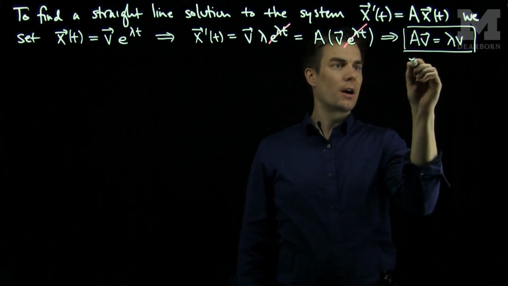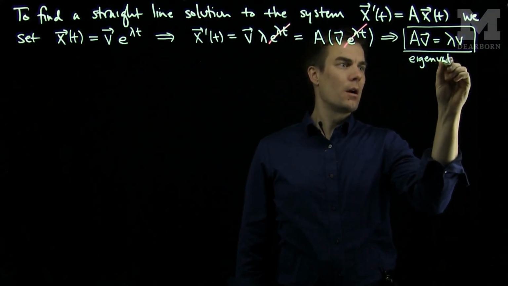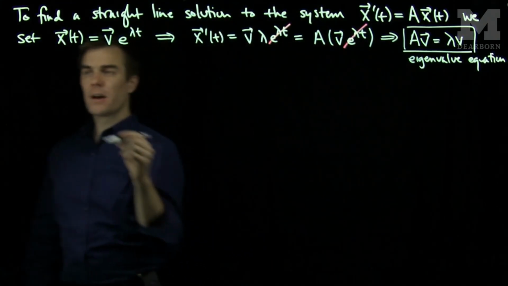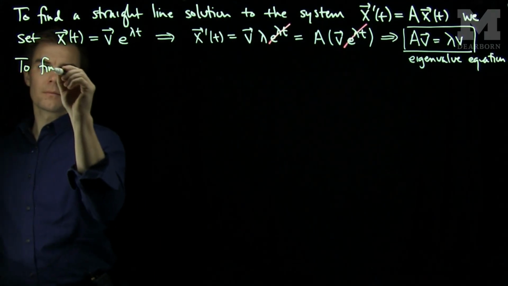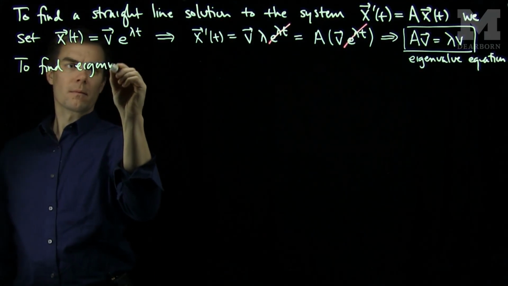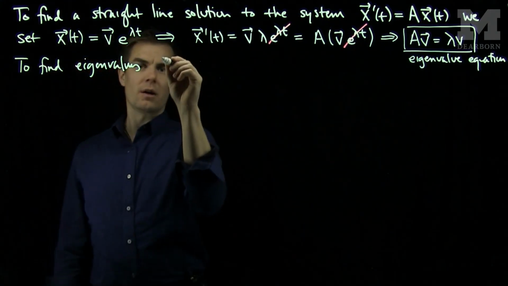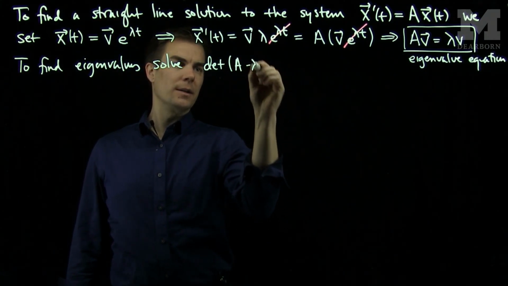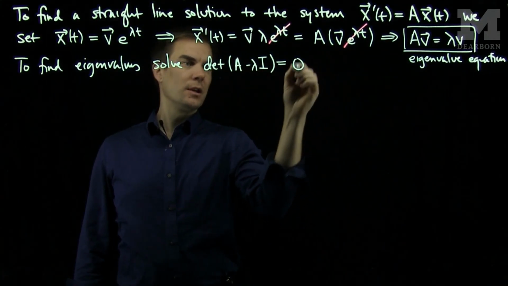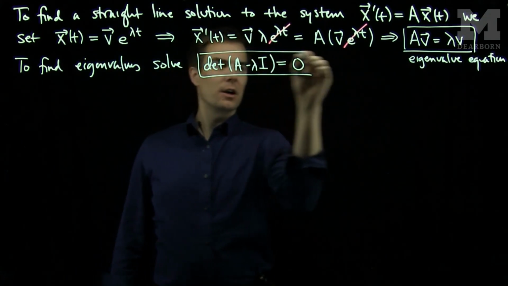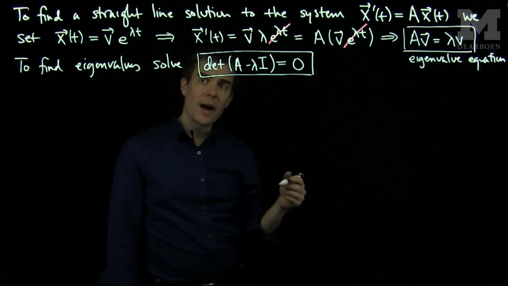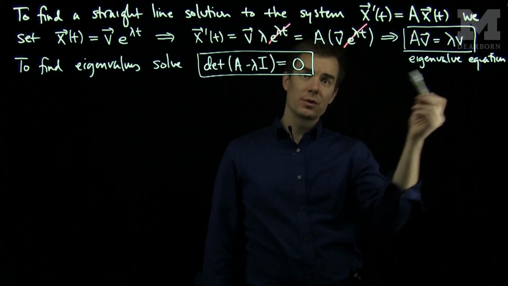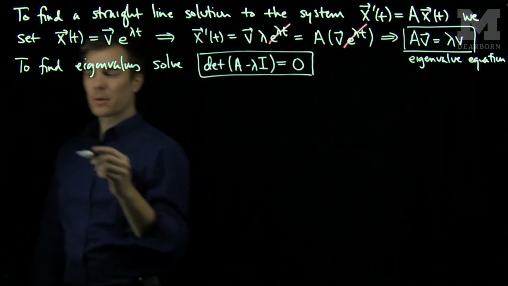And this is our eigenvalue equation. To find the eigenvalues, solve the determinant of A minus lambda times the identity matrix equals 0. This is our characteristic equation. Once we find the eigenvalues, we can plug them back into this eigenvalue equation to find the vectors v along which the solution will be a straight line. Let's see an example of this.